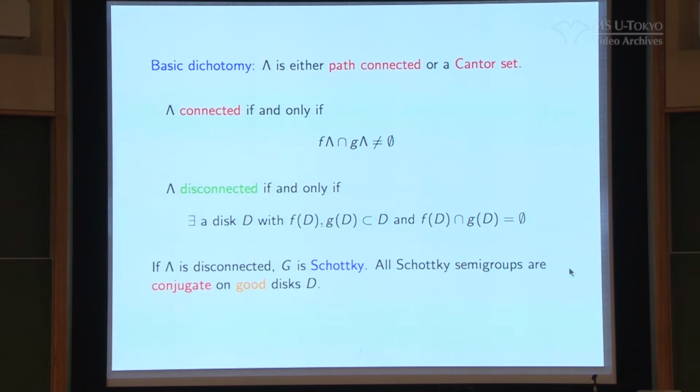The semigroup, pardon me, then is said to be Schottky, and all Schottky semigroups are topologically conjugate, even quasi-conformally conjugate, when restricted to these good disks D. So the dynamics of Schottky semigroups are somehow all the same as each other, and so these disconnected guys, these Cantor set guys, we understand those. Those are sort of reasonably simple or something. Okay. Maybe I shouldn't say ping pong. I mean, you're not in a group here. Maybe it's just the ping lemma or something.